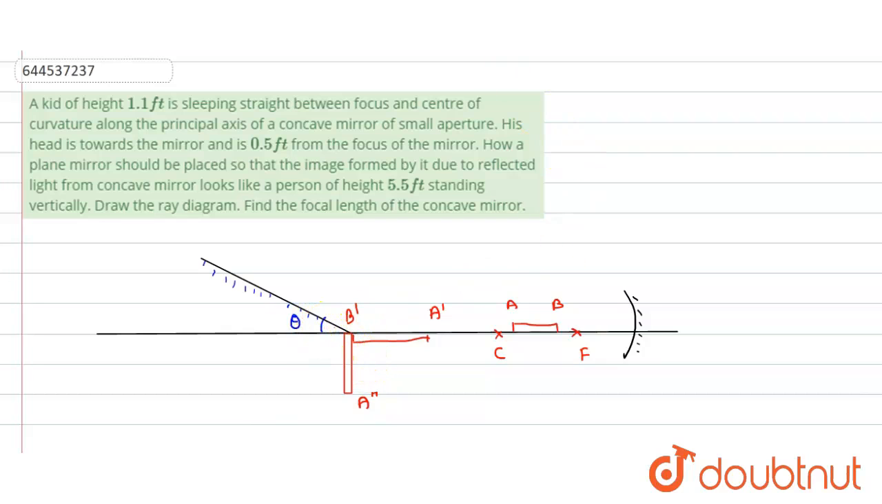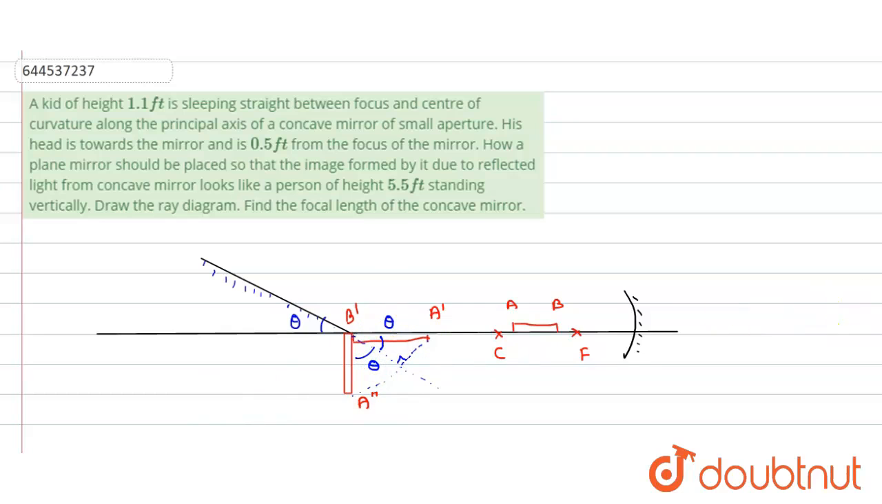We need to find what this angle should be. If we extend this line and drop a perpendicular from this extension, we know that the distance of the object from the mirror, this being a hypothetical mirror, would be the same as the distance of the image from the mirror. So this distance and this distance would be the same. Now this is common, so this triangle and this triangle would be similar. This angle is theta, the vertically opposite angle, and since the triangles are similar, this angle would again be theta.